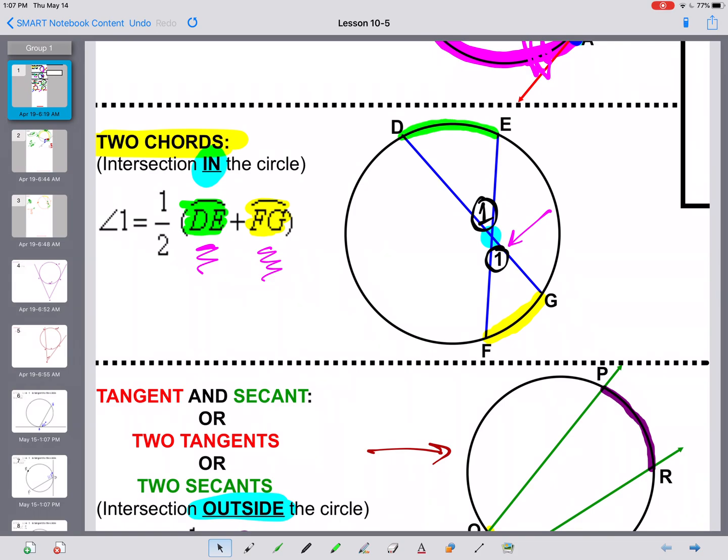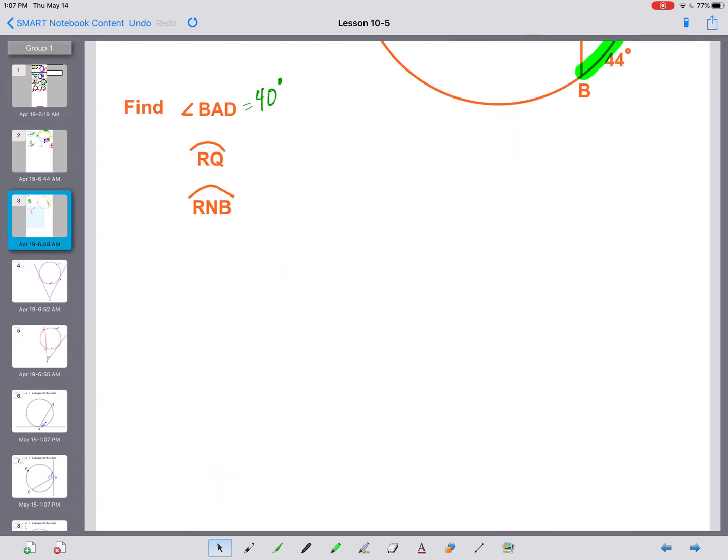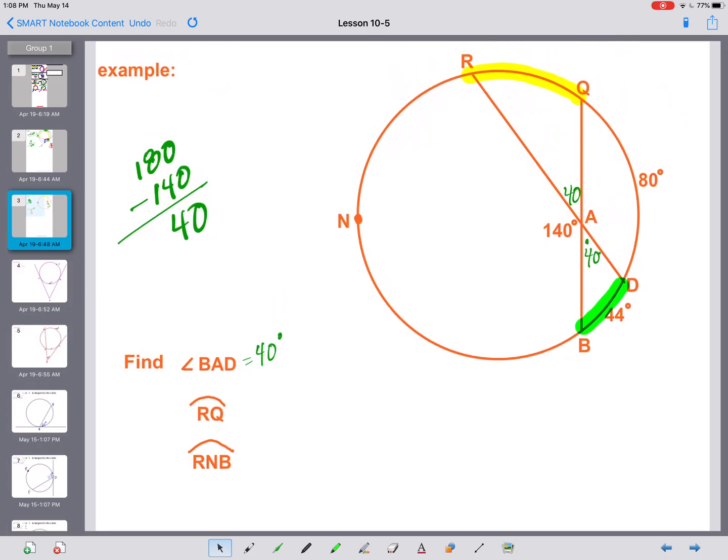It says the angle that is formed is equal to 1/2 the sum of the two arcs that they open up to. The angle that is formed, that's this one right here. The angle that is formed is equal to 1/2 times the sum of the two arcs. Let's go use that right here. Okay, let's see what we got. Let's find that yellow arc.